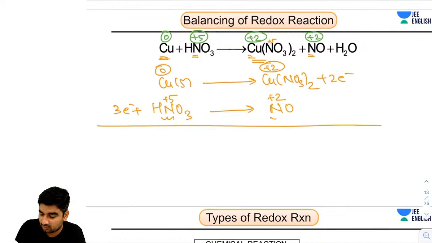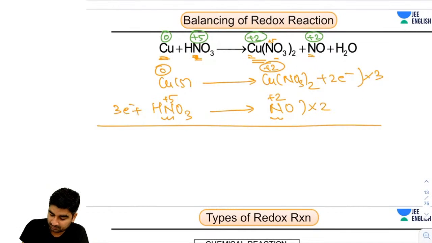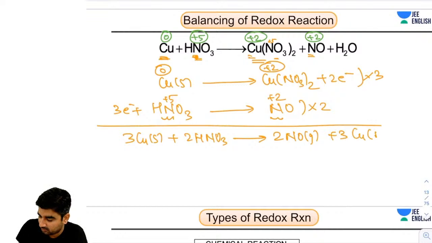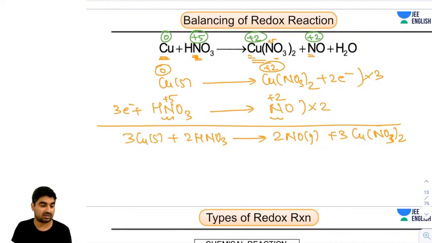So here you are balancing only those nitrogen atoms which are undergoing change in oxidation state, right? Not all, because there are some nitrogen atoms which are not changing their oxidation state. NO3 is here as well as it is here. So what will happen now? 3, 2. 3 Cu solid, 2 HNO3, 2 NO gas, 3 CuNO3, right? 3 CuNO3.